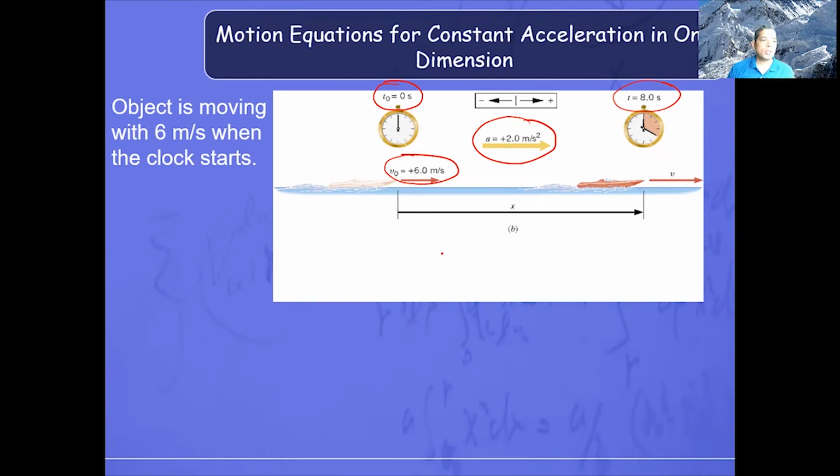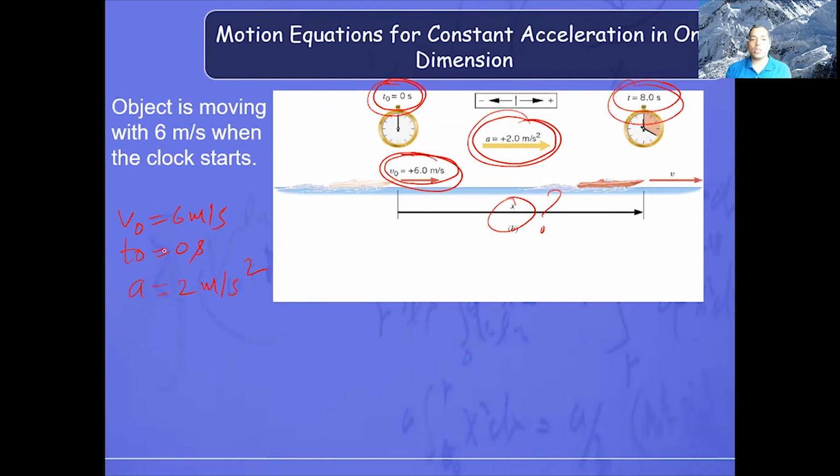Okay, so we need to find x. What is this x? So v0 is given. What is my v0? 6 meters per second. Initial velocity 6 meters per second. Time t0 is 0 seconds. What is the acceleration? a equals 2 meters per second squared.